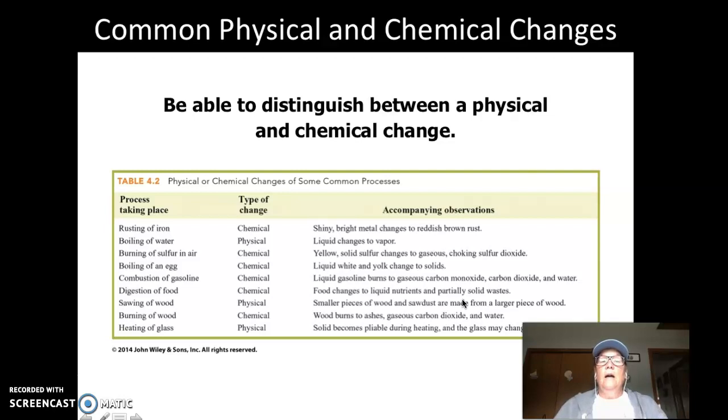And again, here are some common physical and chemical examples. Rusting. Some people think rusting, well, it's still, no. Rusting is a chemical property because rust is iron oxide.